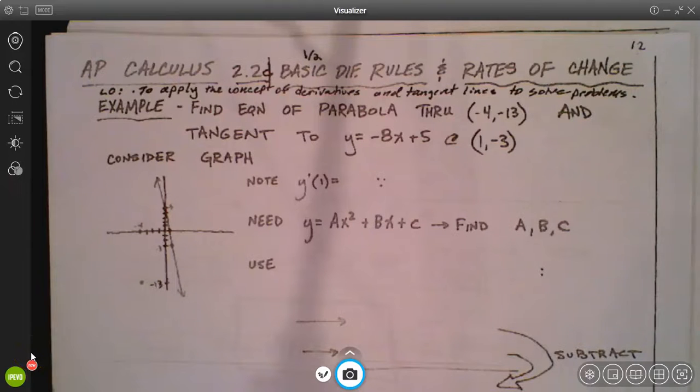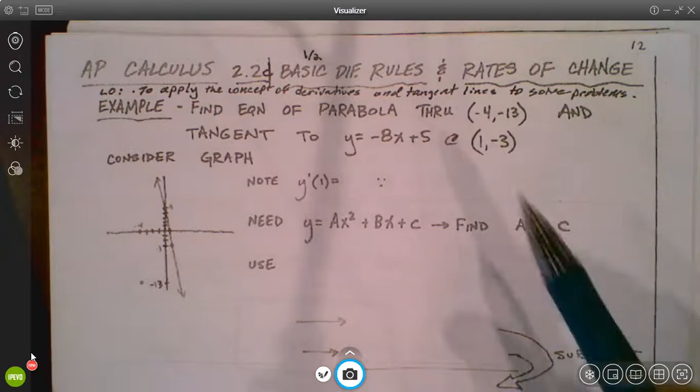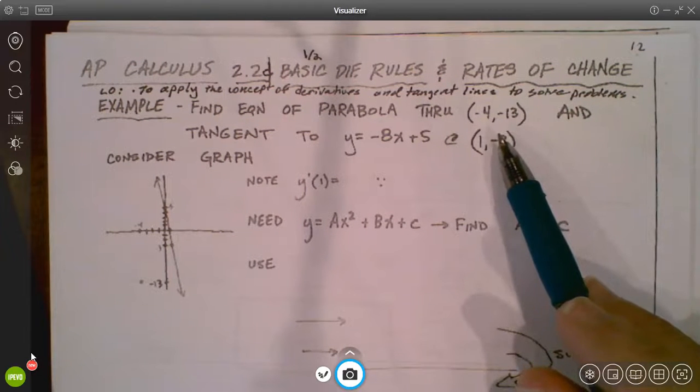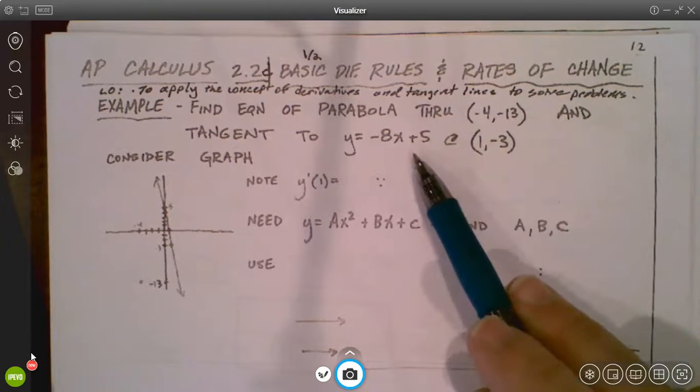Hey guys, so for this fourth lesson from section 2.2, we're just looking at a last couple examples of a few types of problems that you're going to run into. So we're going to look at this first one, and then I got one more for you on the back. For this first one, we're looking for the equation of a parabola that passes through this point and is tangent to this line.